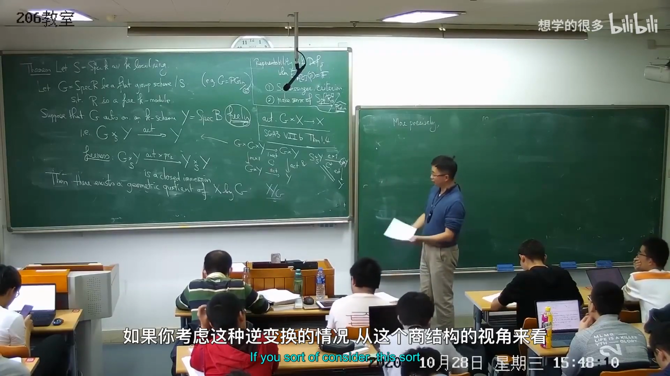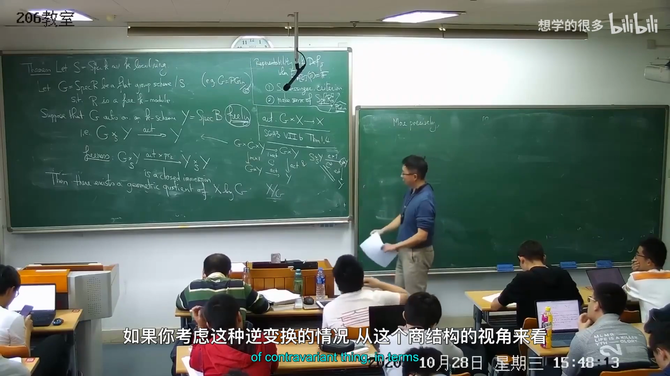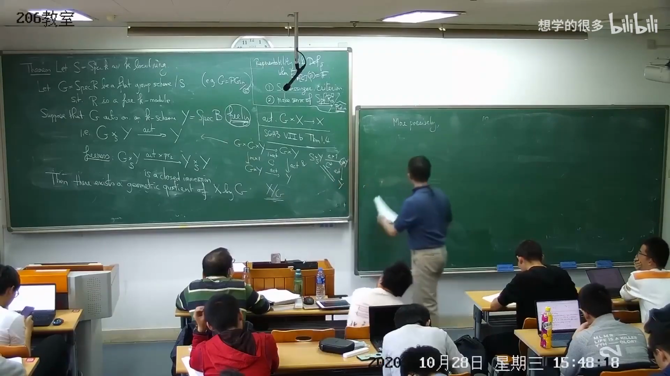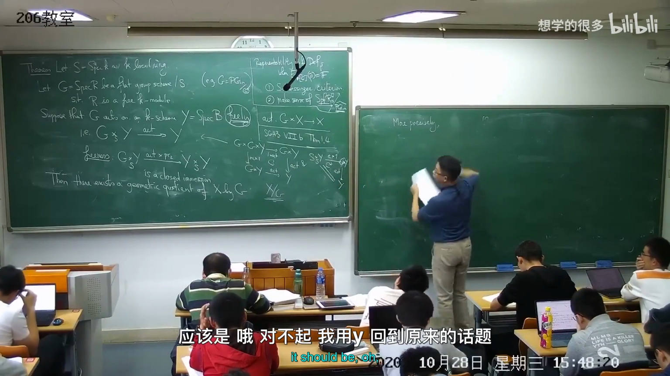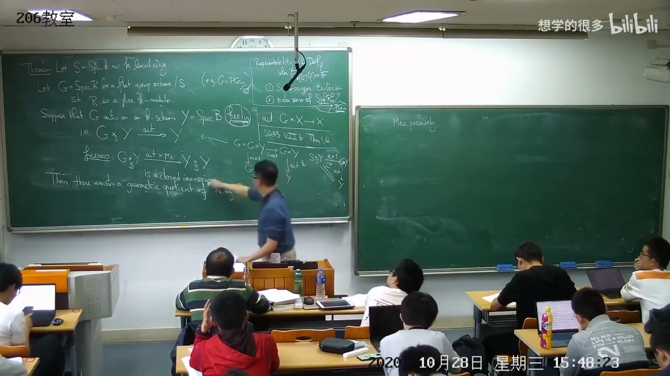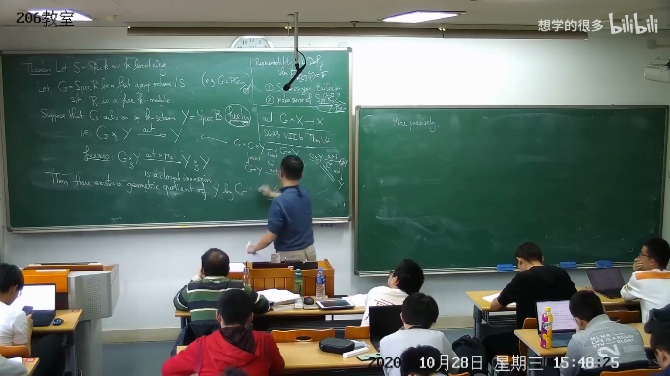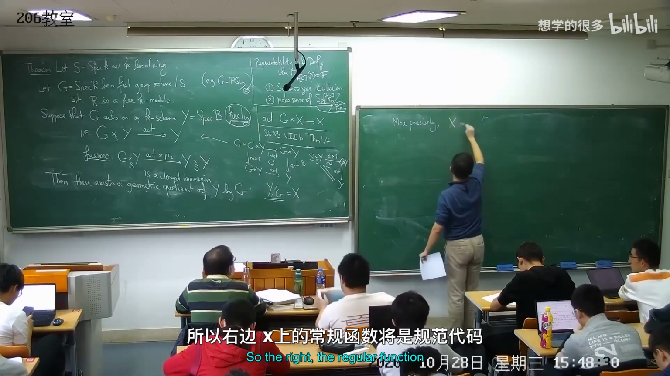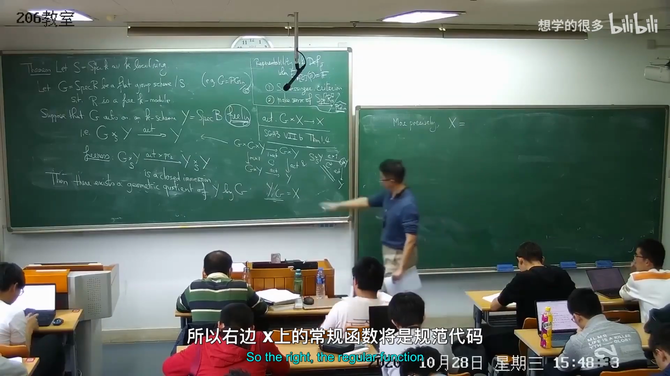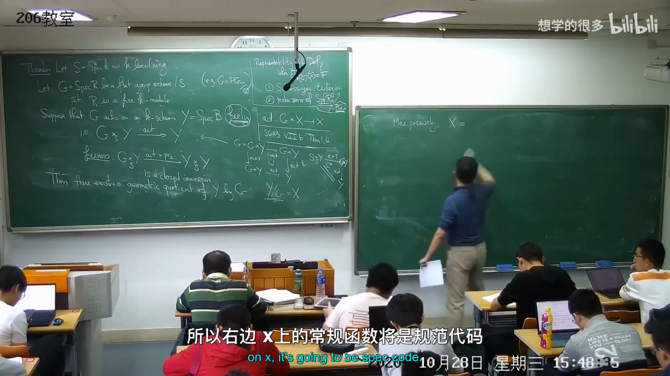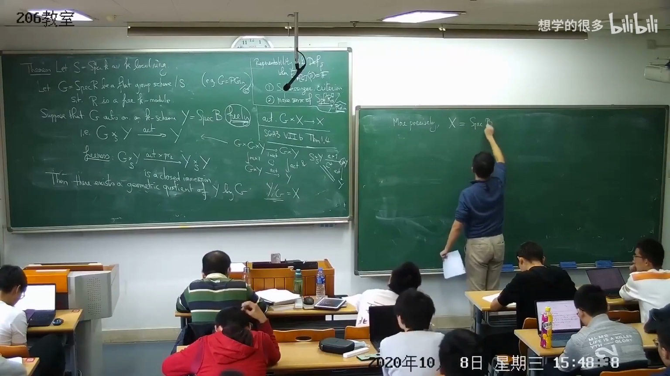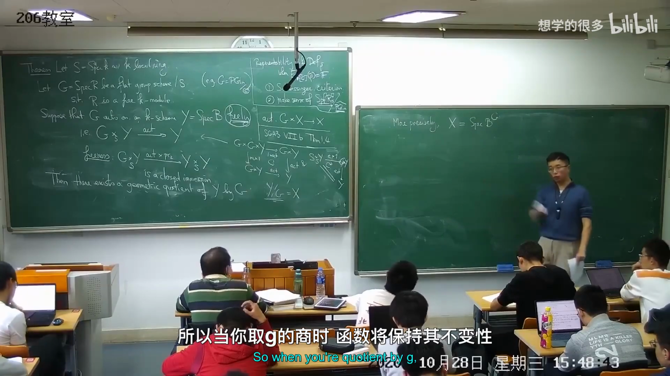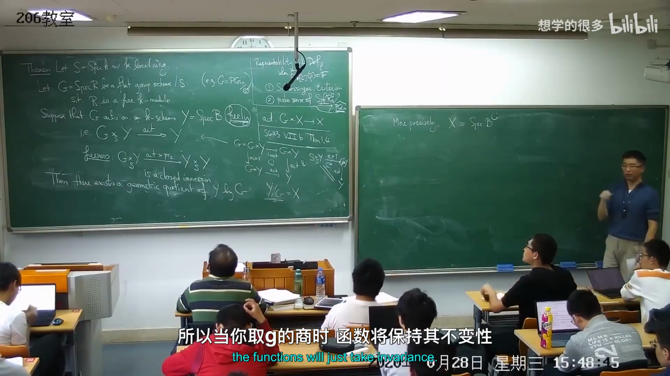If you consider this contravariant thing, in terms of structure sheaf on this quotient, it should be... Oh, I'm sorry. I used y. My bad. Quotient of y by g. So this will be my x. Apologize. So the ring of regular functions on x is going to be spec of the functions on y that are invariant under g. So when you quotient by g, the functions will just take invariants.